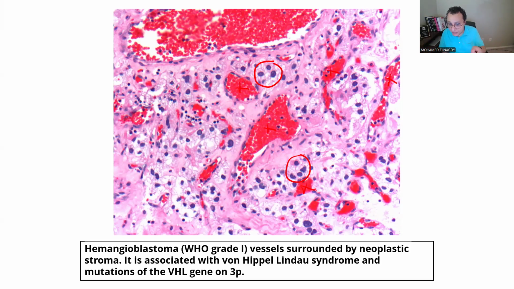It shows vessels, but the vessels here are surrounded by neoplastic stroma, neoplastic brain tissue. This one is also associated with a syndrome that you need to memorize, which is von Hippel-Lindau syndrome, which is a mutation in the VHL gene on chromosome number 3. What other tumor is associated with von Hippel-Lindau?